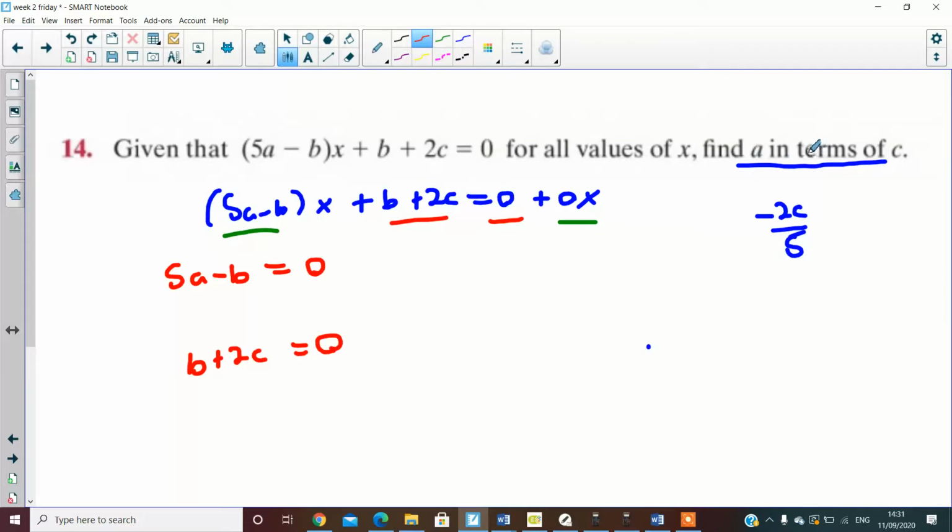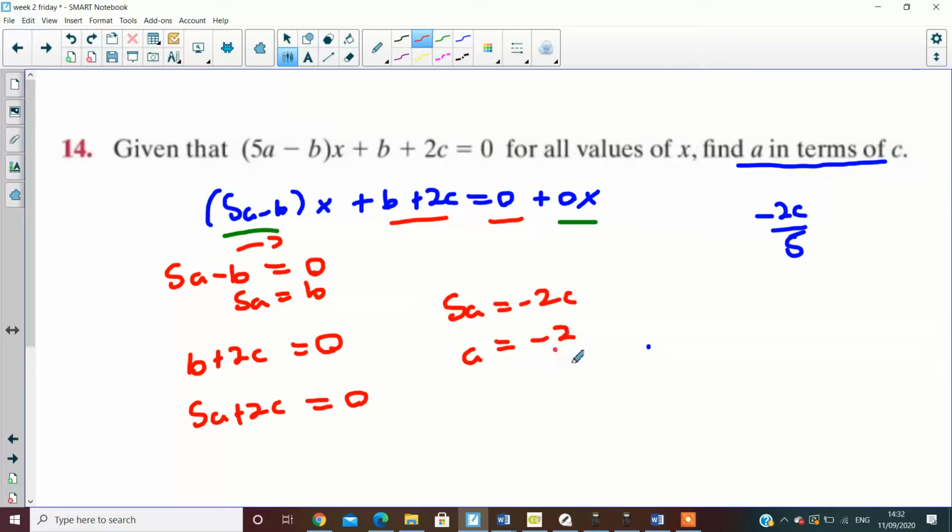There's no b in the answer, so we're going to move b over here. So we get 5a equals b, then b is 5a. 5a plus 2c equals 0. Get a on its own. So we're going to get 5a equals minus 2c, a equals minus 2 over 5c. There we go.